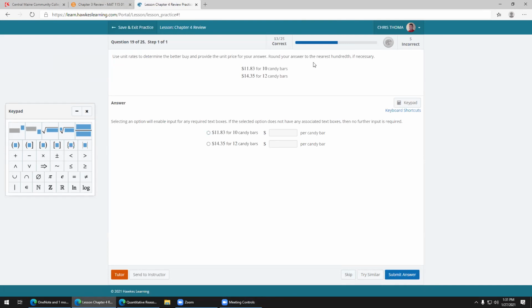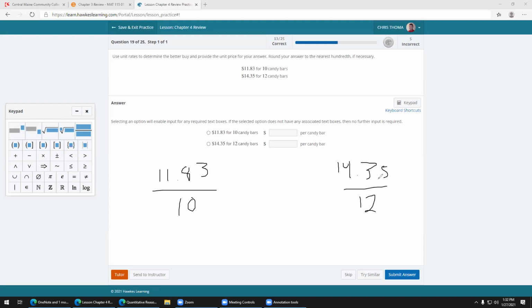All right, so this is going to unit rates, right? And all a unit rate means is you want this denominator to become a 1, right? So to do unit rate, because that's how you can compare things, because right now I can't really tell which is better. So 11.83 over 10, and then 14.35 over 12, not 2, sorry. I was reading to see how they wanted our answer.